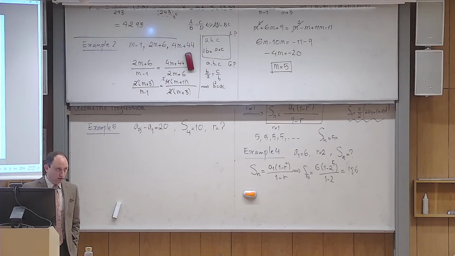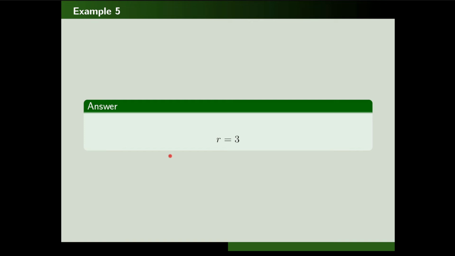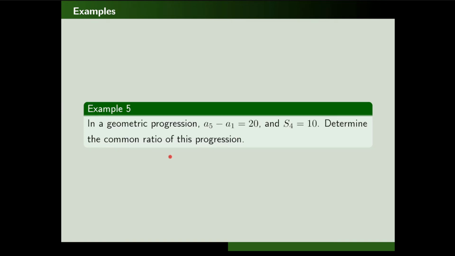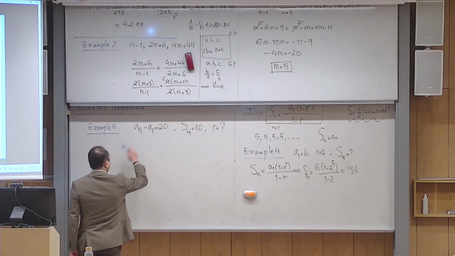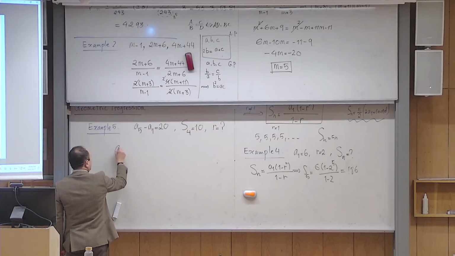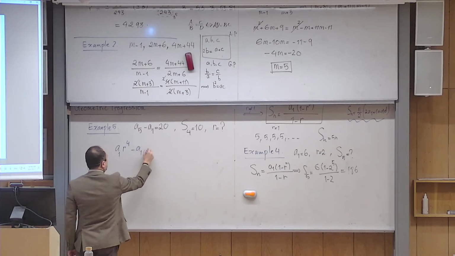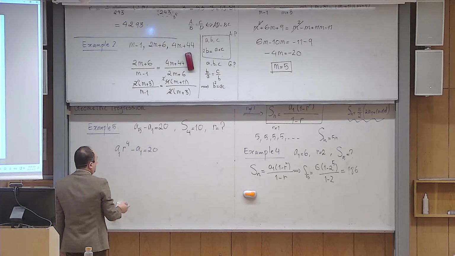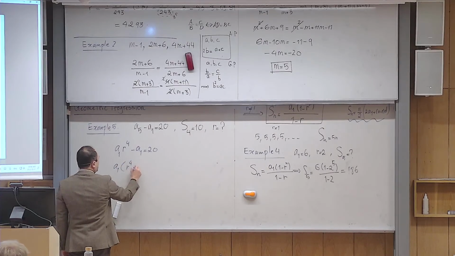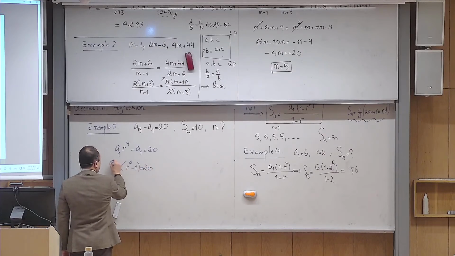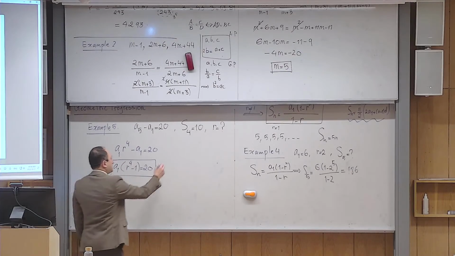Is it 3? r is 3? Let us check that. Yeah, that's correct. Okay, so let's just solve this problem and finish the lesson. So here, if I want to solve it, instead of A5, you know that you can write A1 times r to the power 1 unit less, minus A1 is equal to 20. And then, by the experience we got so far, let us factor A1 out. A1 times (r to the 4 minus 1) is equal to 20. So we cannot continue anymore. Let us see what happens from the other piece of information.